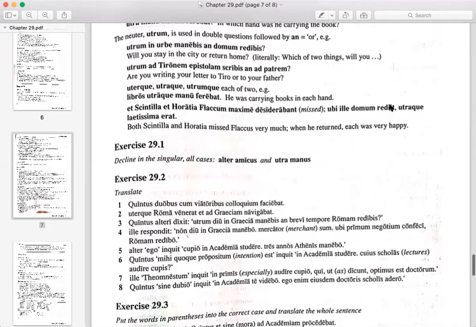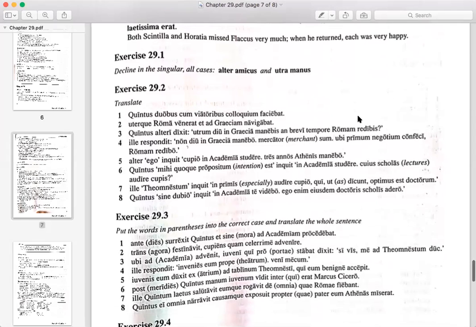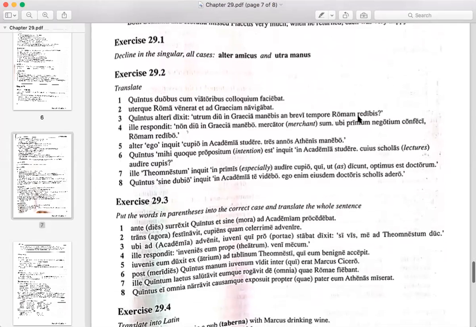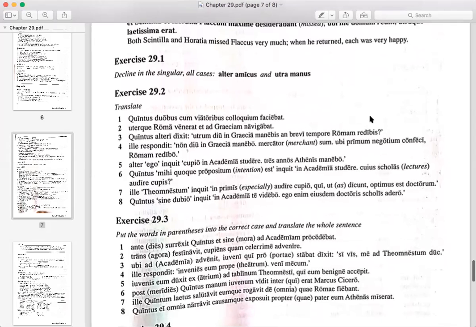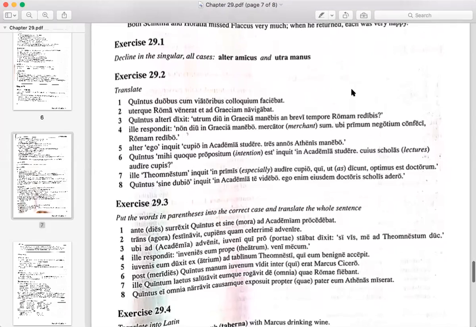Be careful about each. Please don't do each as both, even though that makes sense. You need to maintain that singularity in your translation. Okay, I spent a little more time on that one this time because there's not a Latin tutorial video over these pronouns. So I hope that was helpful.